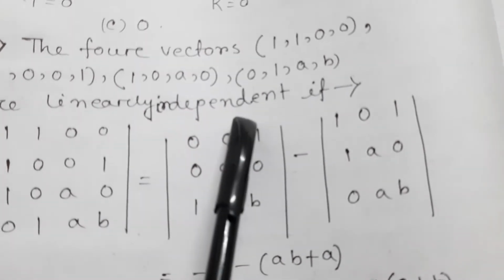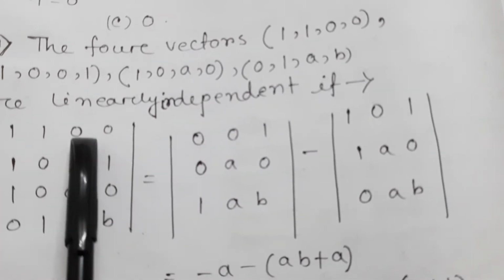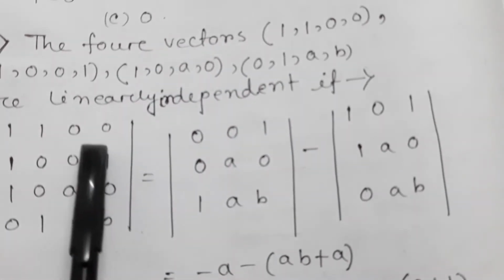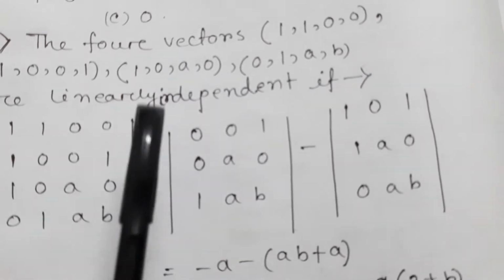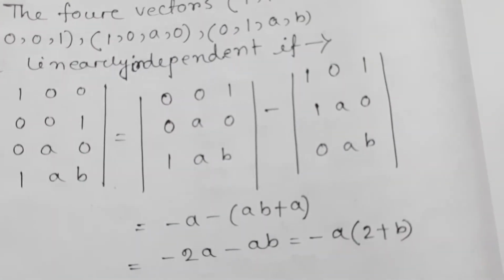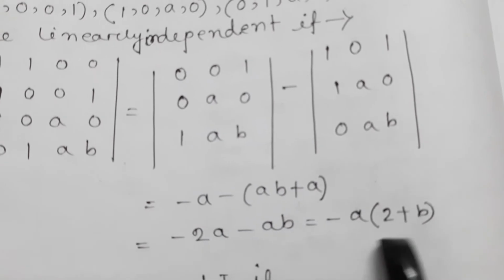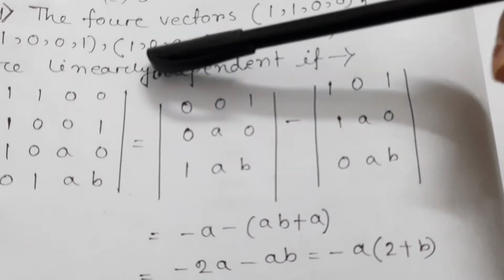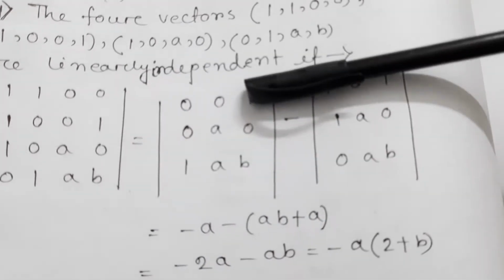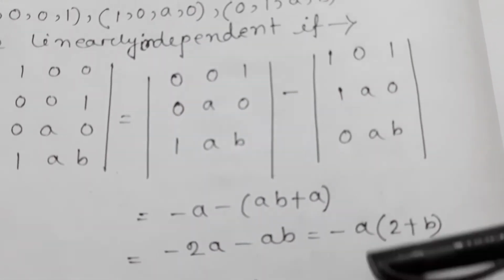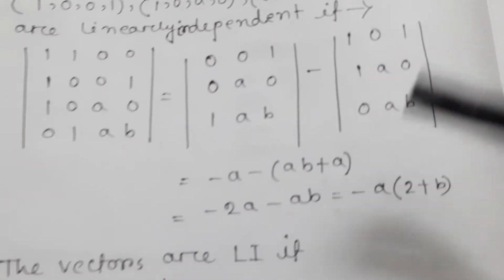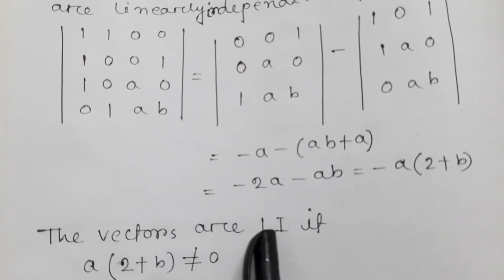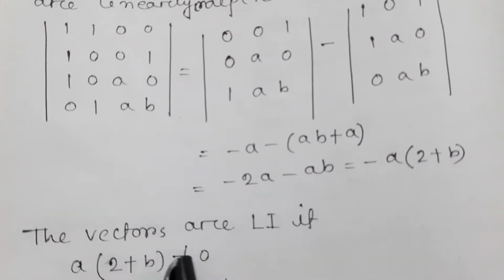Here the vectors are linearly independent, so there is a unique solution, and for a unique solution the determinant is obviously not equal to 0. So for linear independence, our only condition is that the determinant is not equal to 0. So just put here: the vectors are linearly independent if it's not equal to 0.